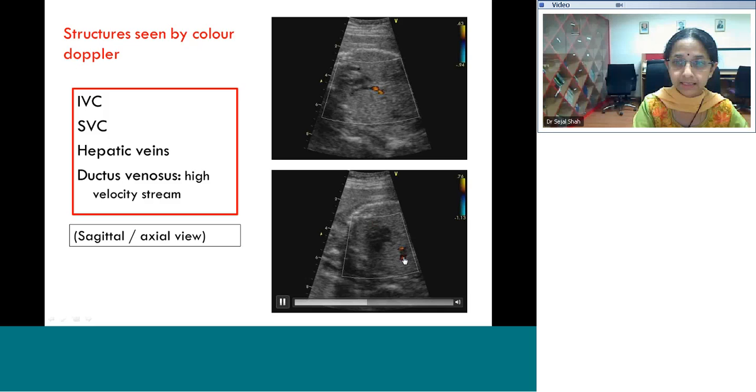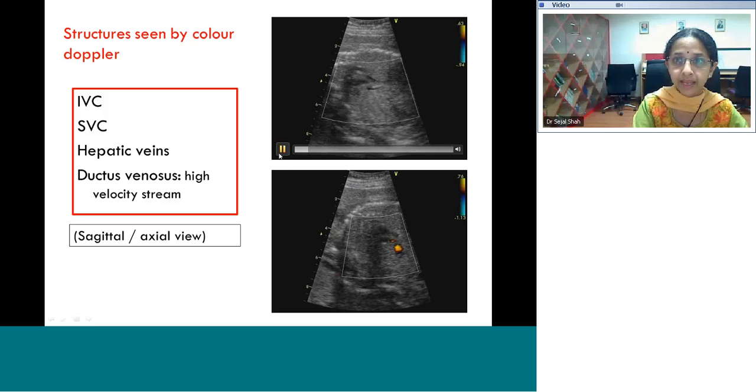Unlike the IVC flow or hepatic venous flow, this is present throughout the cardiac cycle on color Doppler, and this is the ductus venosus. It's a high velocity stream. As we can see in the first figure, the IVC and SVC are also seen. So the structures seen in the systemic venous drainage are the IVC, the SVC, the hepatic veins, and most important is the ductus venosus. And the view we use is the sagittal section of the baby.